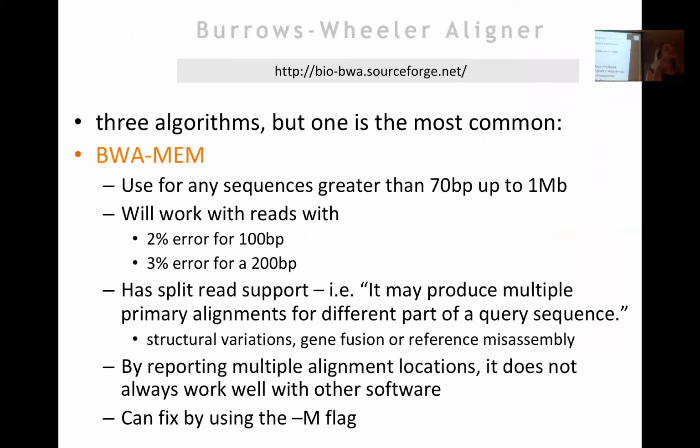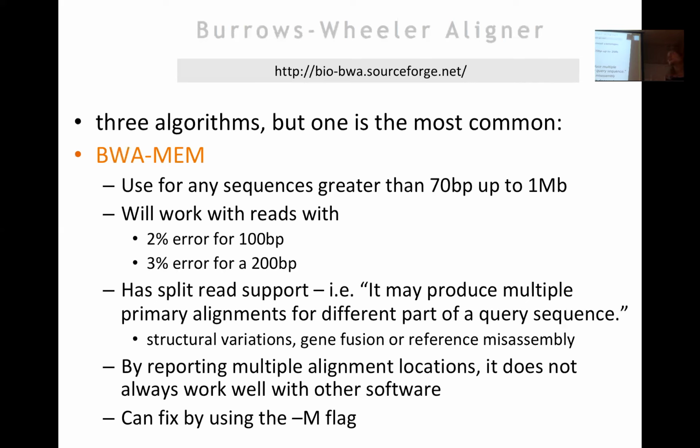But as long as your reads are at least 70 base pairs, you can use them. If you have 100 base pair reads, this is tolerant up to about 2% error. If you have 200 base pair reads, it's tolerant up to about 3% error. So as the reads get longer, it tolerates a little more error. This is not a problem for Illumina. Illumina is generally less than 1%. So unless you are concerned that you had a really noisy run, this shouldn't present a problem.